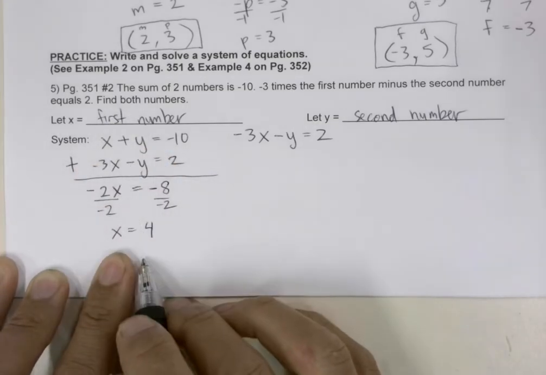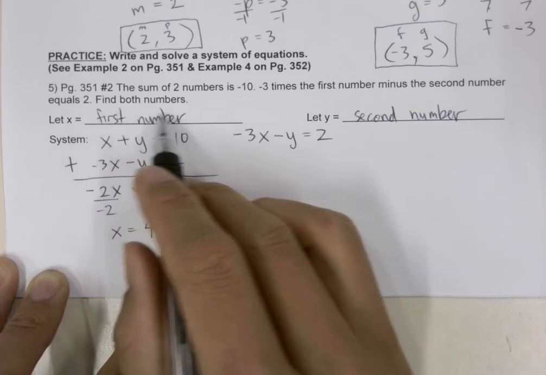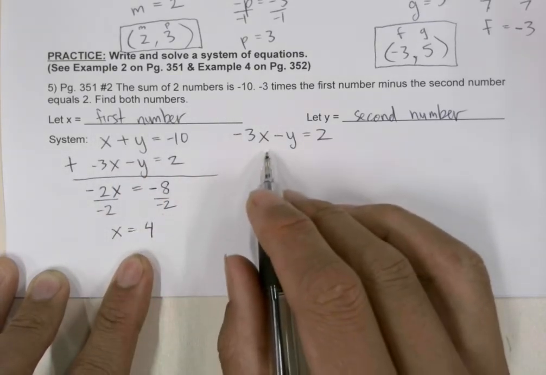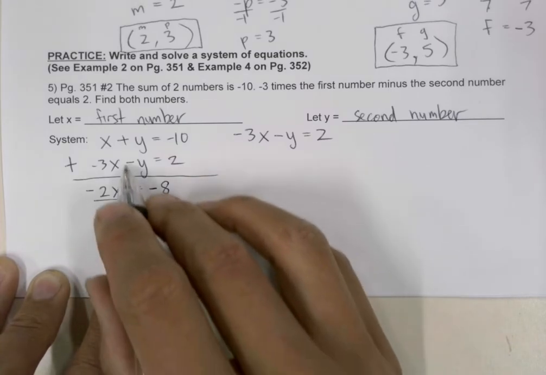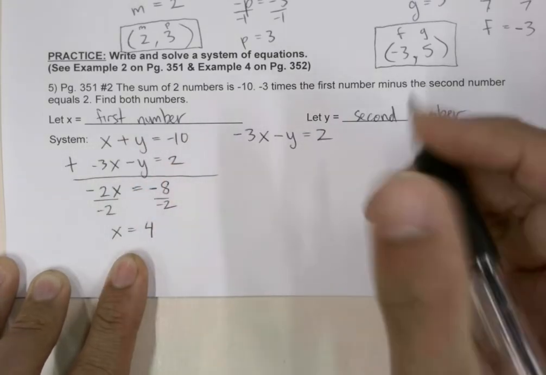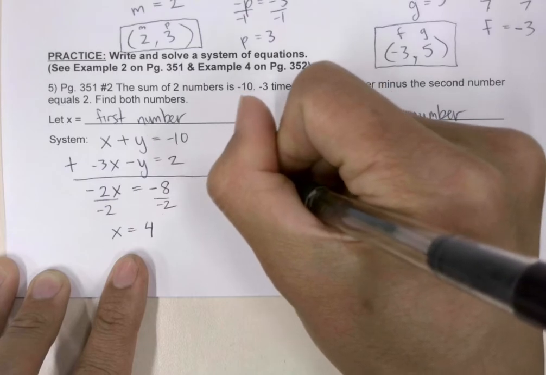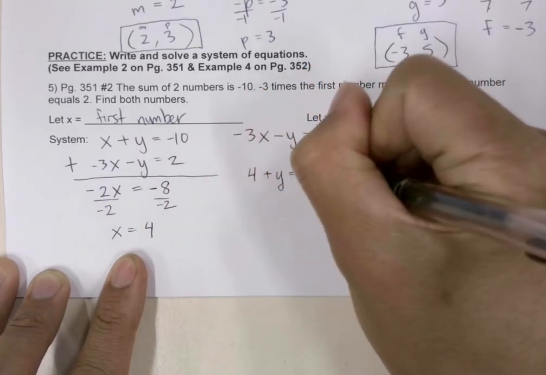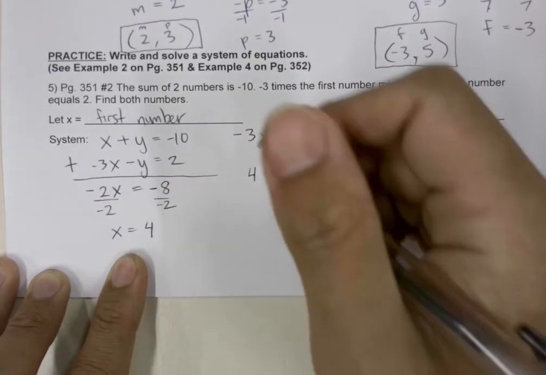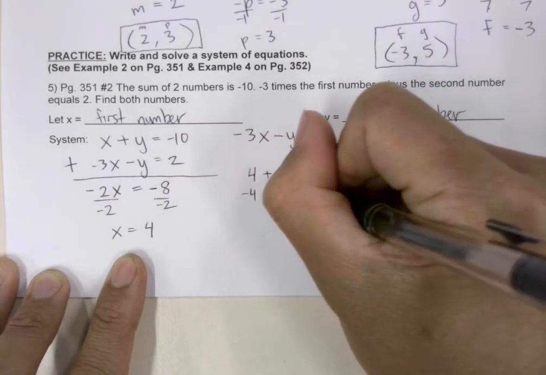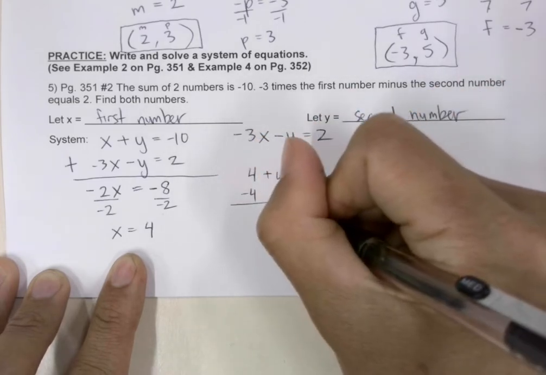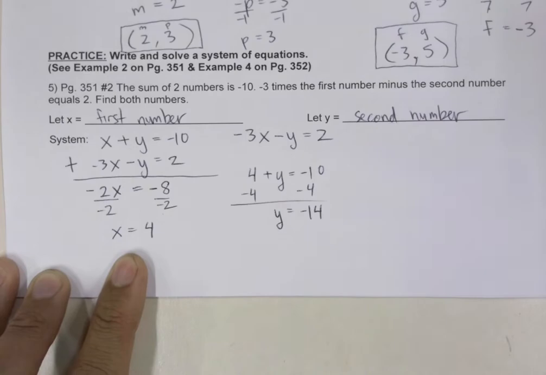The first number is 4, but the question is asking us to find both numbers. So how do we do that? We'll substitute in. I'll substitute into the first equation because it looks easier. So I'll say 4 instead of x, plus y is equal to negative 10. I'm going to subtract 4 from both sides of the equal sign, and that leaves me with y is equal to negative 14.